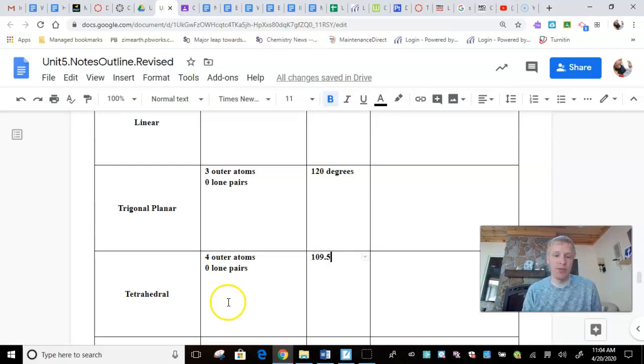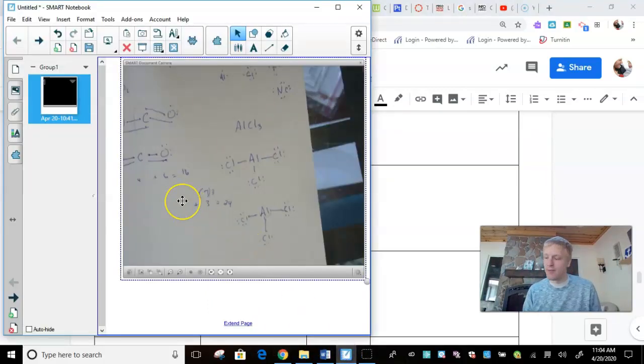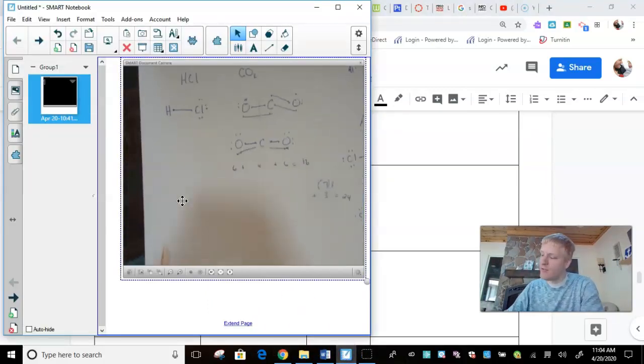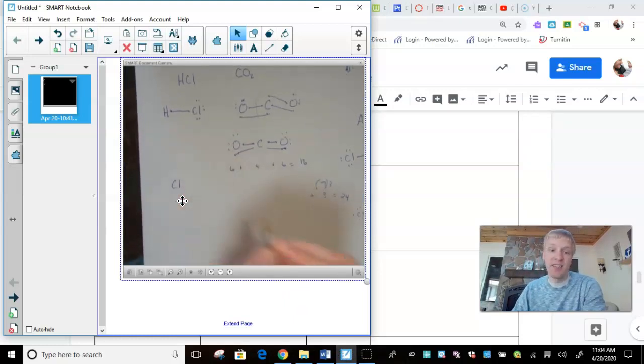Alright, so doing an example of tetrahedral, a very common one would be methane, CH4. It's like the classic tetrahedral example.